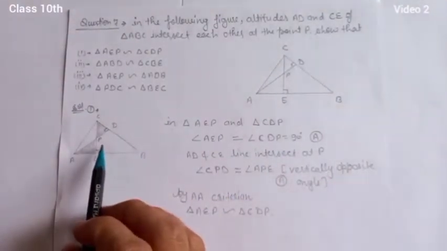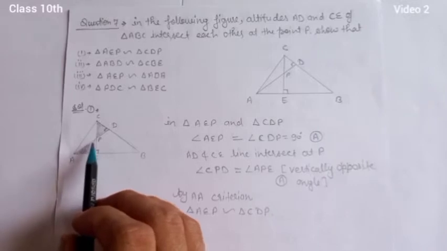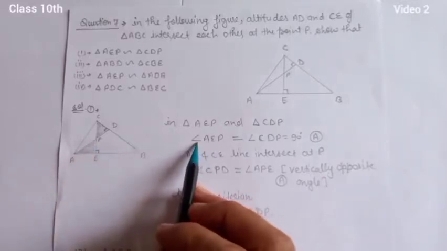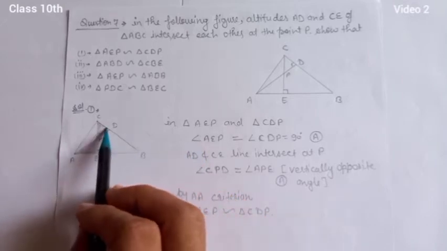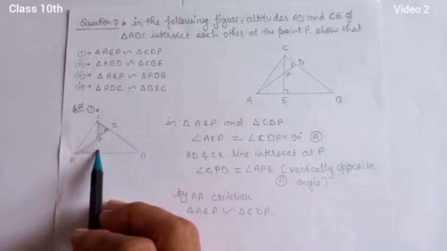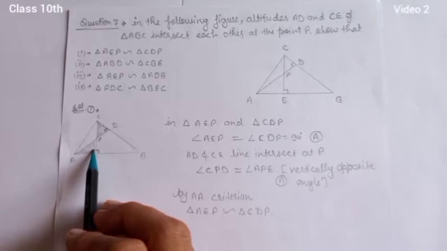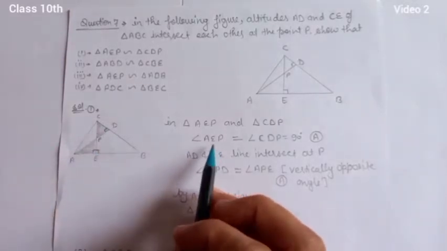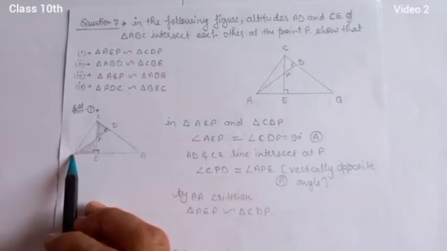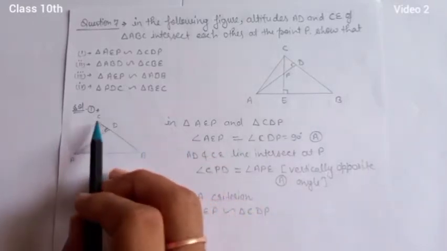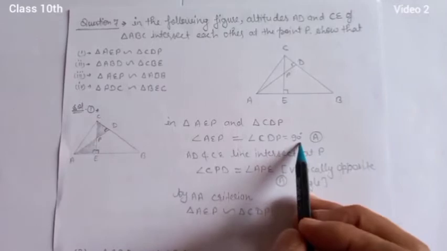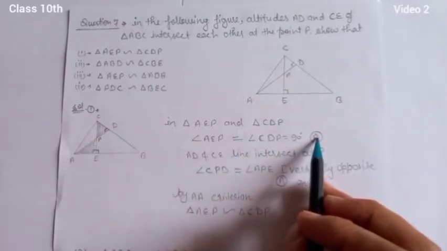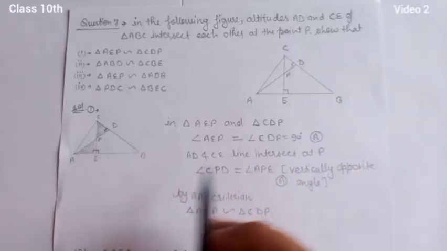Now we have to prove that the two shaded triangles are similar. Let's see. In both triangles you can see this angle is a right angle. If this is a right angle, the other one is also a right angle. So in these both triangles, angle AEP is equal to angle CDP, which is equal to 90 degrees. The mark means it is an angle which is equal in both triangles.